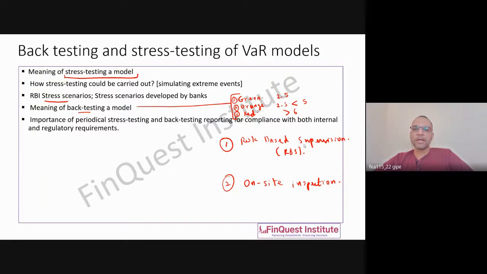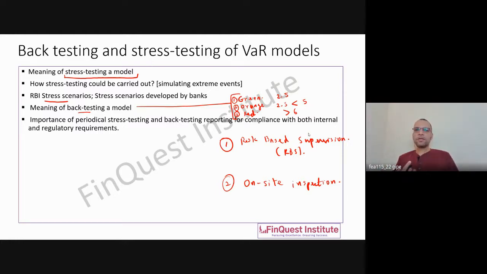So banks are expected to report their RBS numbers latest by 21st of April. Generally, RBI gives a date, but generally it's the third week of the month which follows the quarter end. So RBS comprises several data points. So I think roughly 100 odd data points are there. And these data points will be divided amongst teams within the bank, not just risk, but otherwise as well.